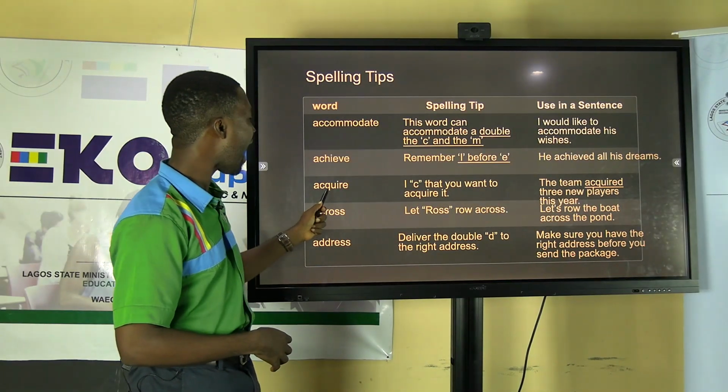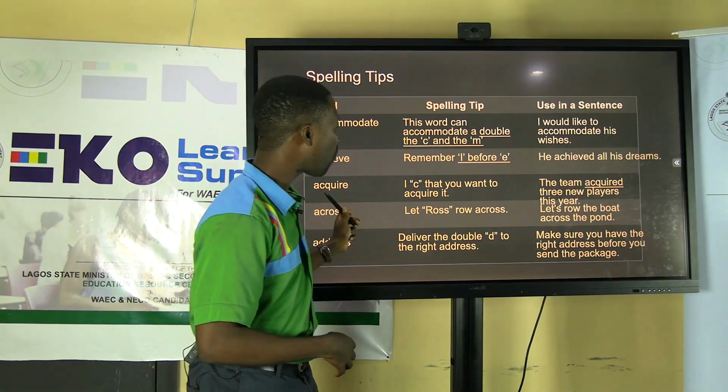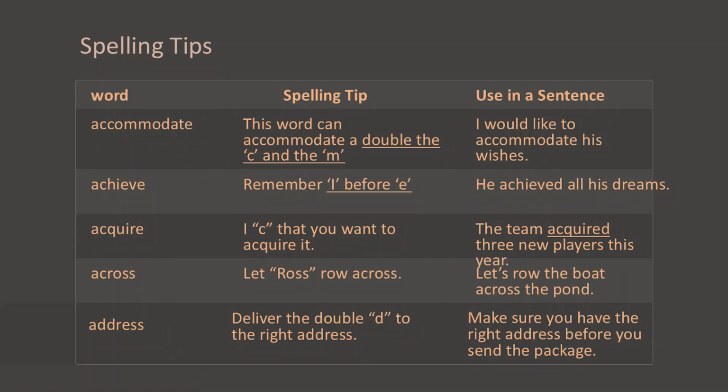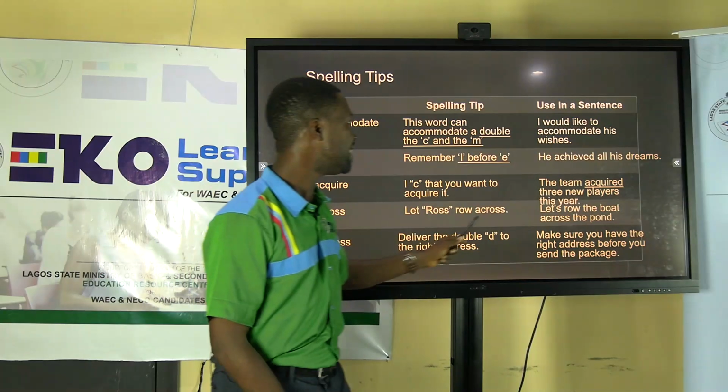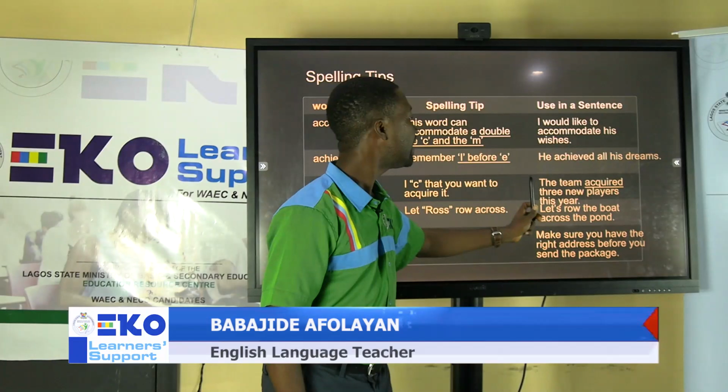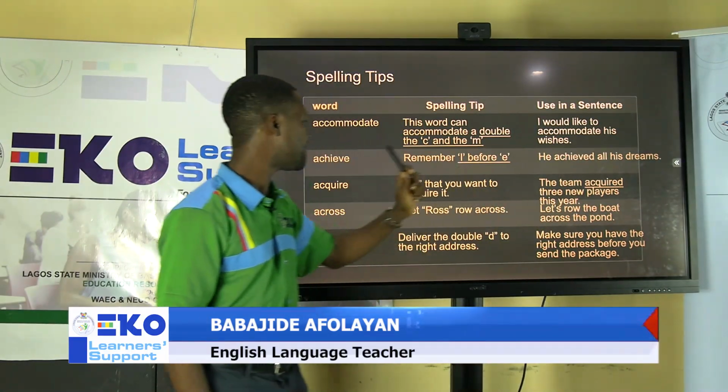Let's look at the word acquire. When you look at the word acquire, you want to omit the C when spelling it because of the sound K. But acquire will always have a C and a Q when spelling it. The team acquired 3 players this year.